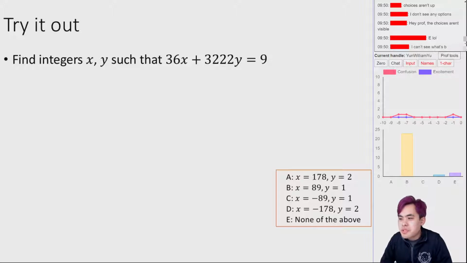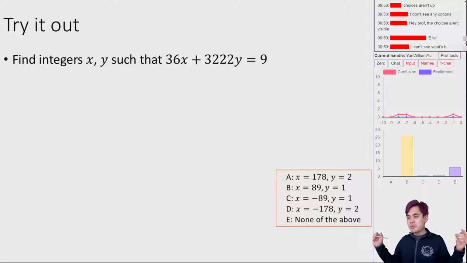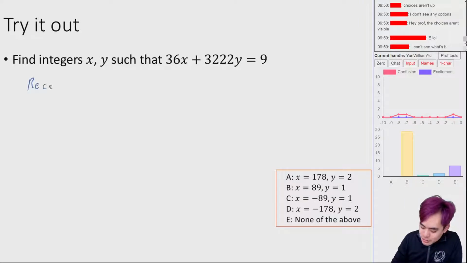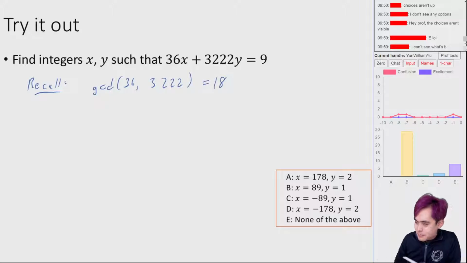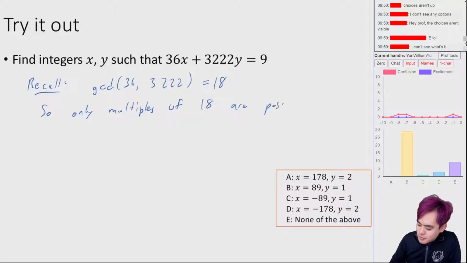Okay, so it looks like we have a bunch of guesses. Most of them are for B, a couple E's, and one D. So, I'm going to solve this problem one way, but then I'm going to point out that there's another thing you should have done to check. Recall, since I'm using the same numbers over and over again, the greatest common divisor of 36 and 3,222 is equal to 18. So only multiples of 18 are possible. So 9 is not possible.